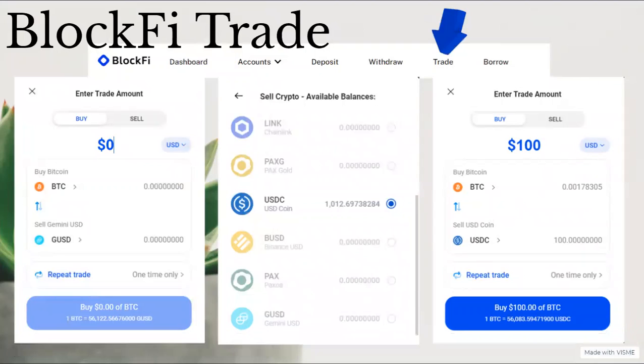If I actually went through my $100 deposit, I would have 100 USD to invest. Instead, I'll use the 1000 USD coin or USDC that I already have in my account. So I click on GUSD to change the crypto I'm selling to USDC. Then I enter $100 to say I want to buy $100 worth of Bitcoin using 100 USDC. Then I click buy $100 of BTC to confirm the order.